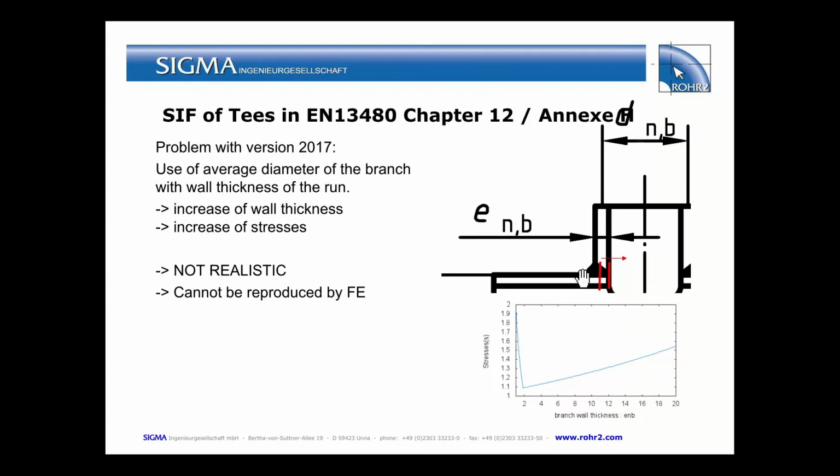So if we look at the stresses while we increase the wall thickness of the branch, shown down here, you can see that the stresses will first reduce, that is when the section of the branch is the weakest section, and then suddenly it starts to increase again, and that's when the run is the critical section. And this is of course not realistic, and this behavior cannot be reproduced by finite element analysis.